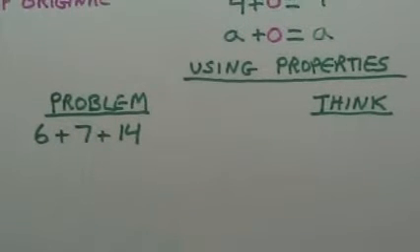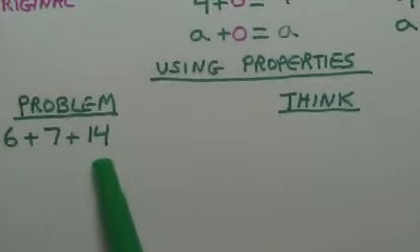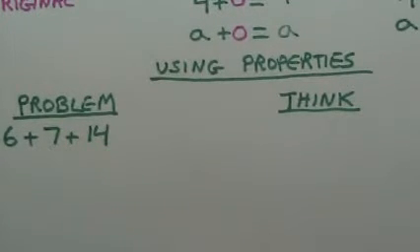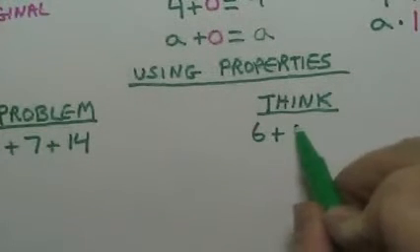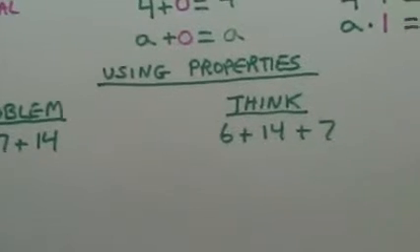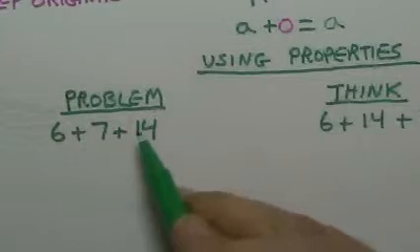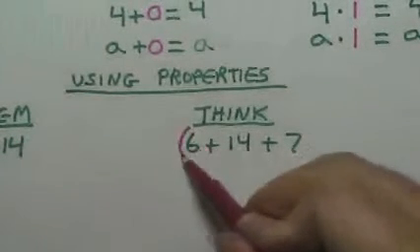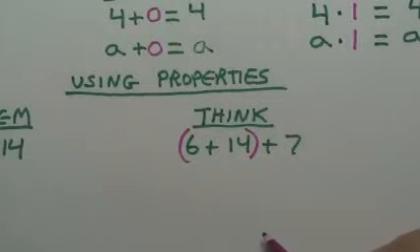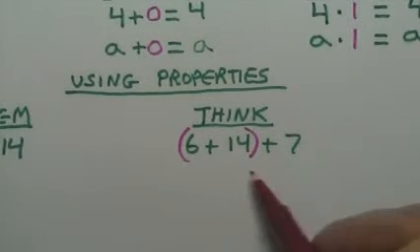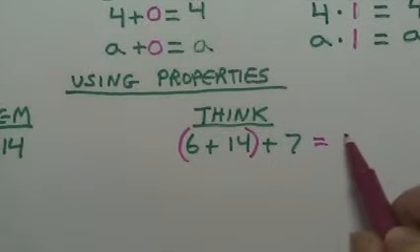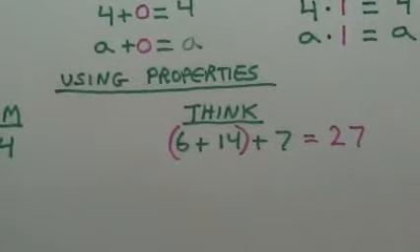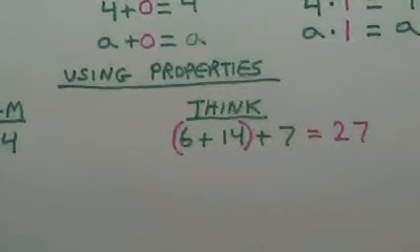So 6 plus 7 plus 14. So a quick way of doing this is to use the commutative property, change the order so that it would look like 6 plus 14 plus 7. See that? I'm changing the order. 6, 7, 14. 6, 14, 7. That's a commutative property. And you want to be thinking 6 and 14. Because you know 6 and 14 is how much? Plus 7 is 27. So it's easier to think this way.